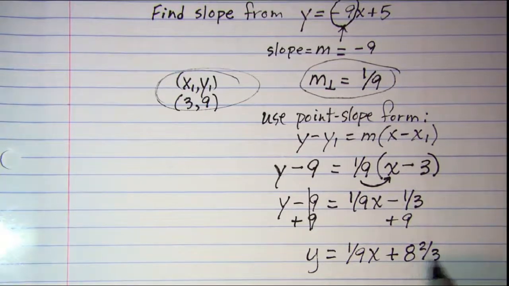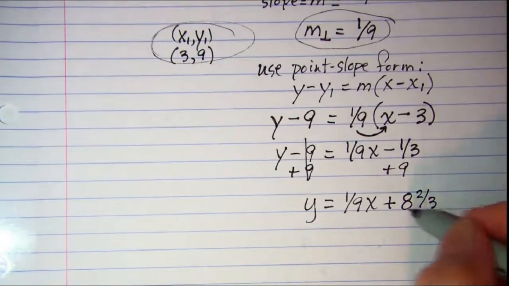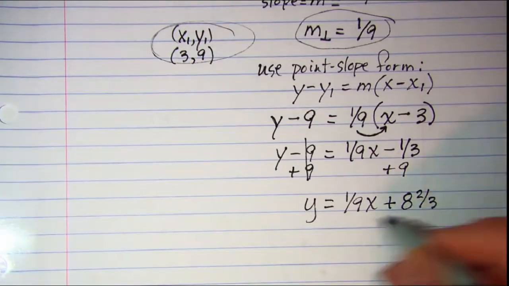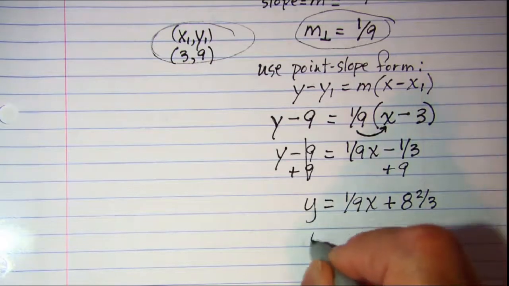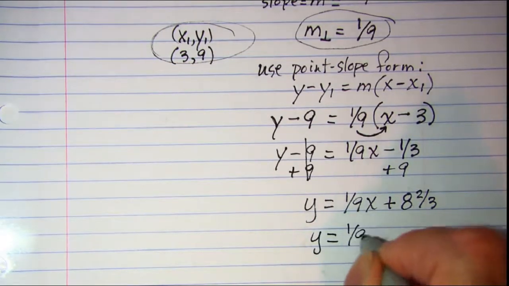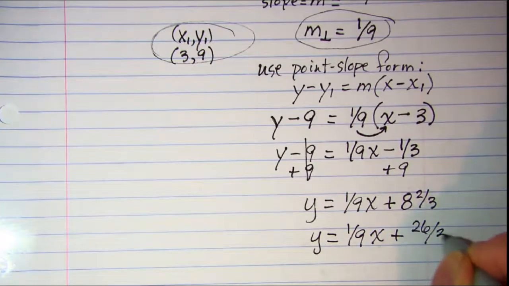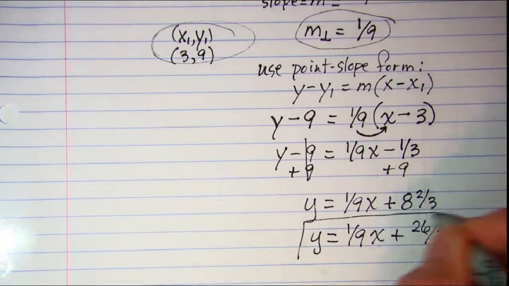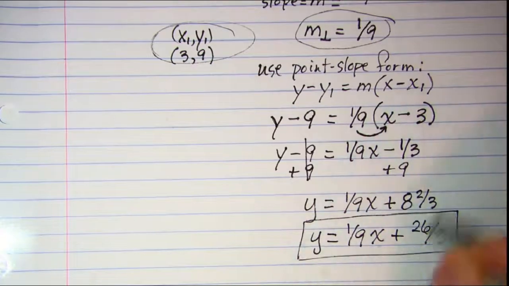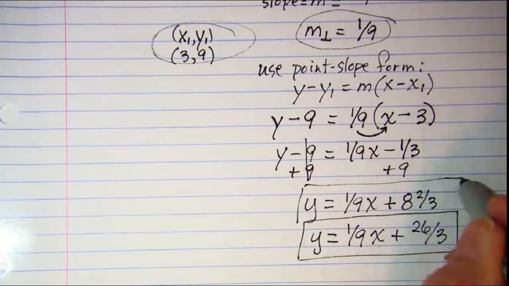I prefer to see this as an improper fraction, so I'll change that to 26/3. So y equals 1/9 x plus 26/3. And either answer really is just fine.